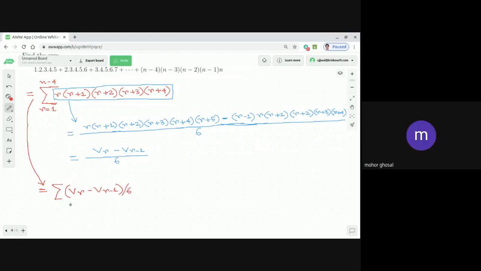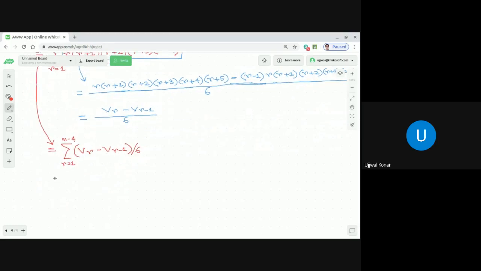Correct or not? Where r is varying from 1 to n minus 4. Now let's focus on this. Once we get this thing, we don't need to worry that much, because what we are going to write is 1 by 6. Put r equal to 1, what you will get? V1 minus V0, correct? Then you put r equal to 2, you will get V2 minus V1. Then you put r equal to 3, then you will get V3 minus V2, correct? In that way, if you continue, what you will get?